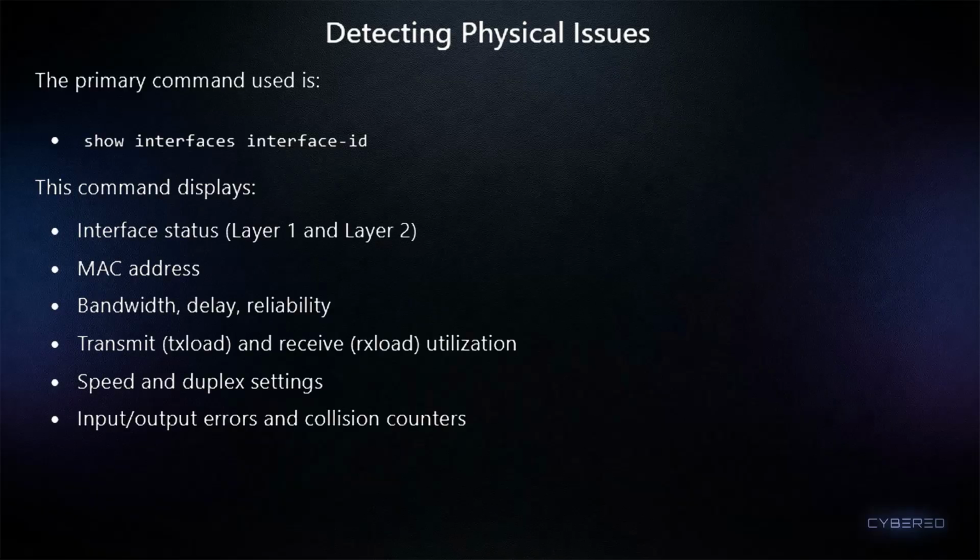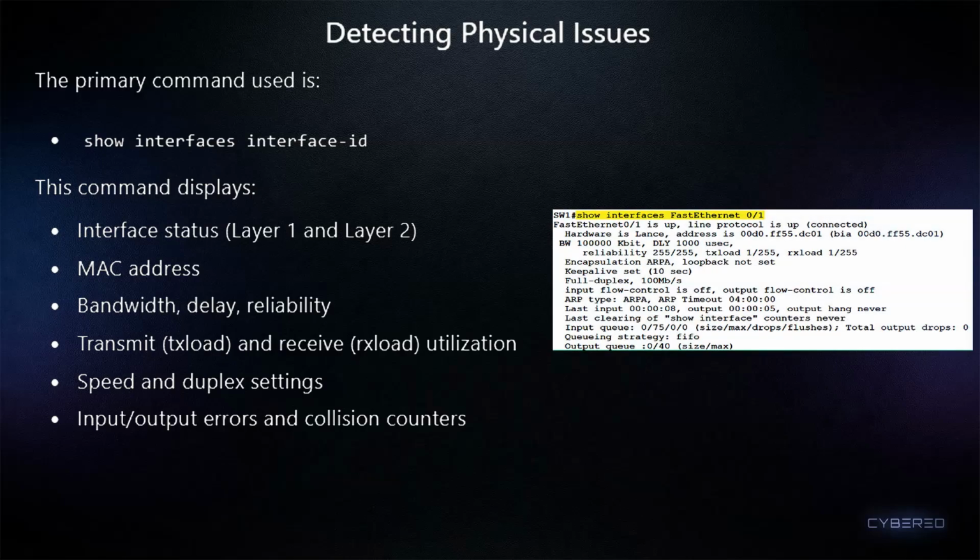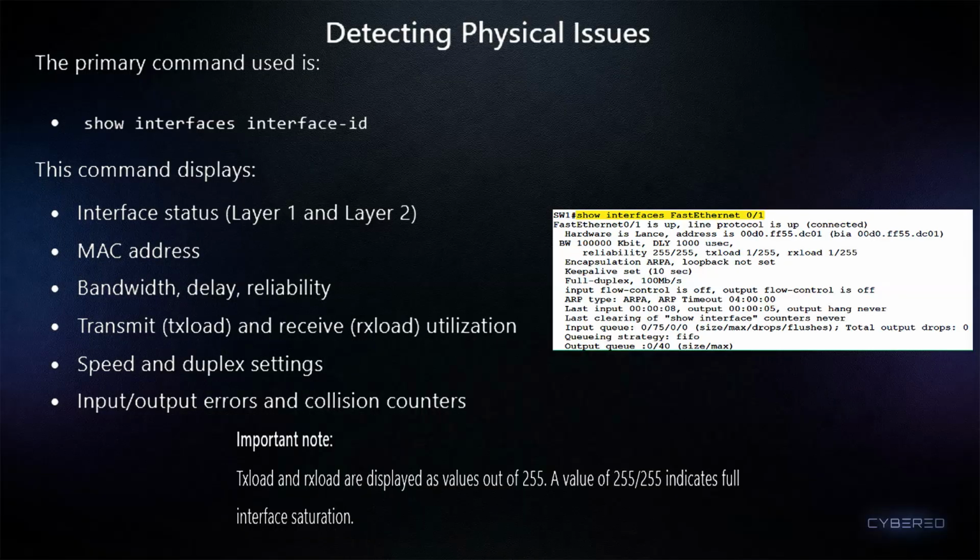The primary command used is show interfaces interface ID. This command displays interface status, MAC address, bandwidth, delay, reliability, transmit and receive utilization, speed and duplex settings, input output errors, and collision counters. TX load and RX load are displayed as values out of 255. A value of 255/255 indicates full interface saturation.